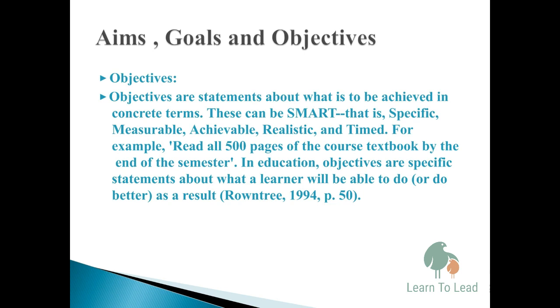Here are some tips for writing effective objectives in education. Make sure your objectives are specific. What exactly do you want learners to be able to do? Make sure your objectives are measurable. How will you know if learners have achieved their objectives? Make sure your objectives are achievable. Are they realistic for the learners in your class? Make sure your objectives are relevant. Are they aligned with the learning goals of your course or program?